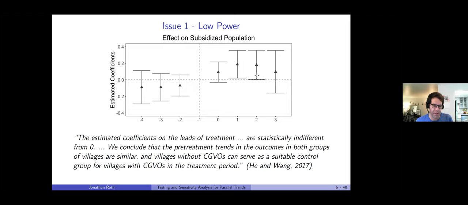So just to make sure I understand the question. Are you asking about what happens if our standard errors might be wrong because there's some macro shock or something like that that we're not accounting for? Is that the gist of the question? I guess one aspect of that.